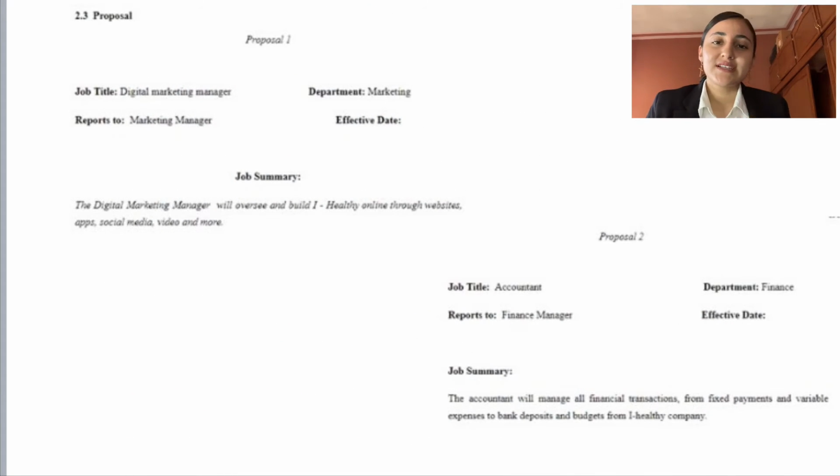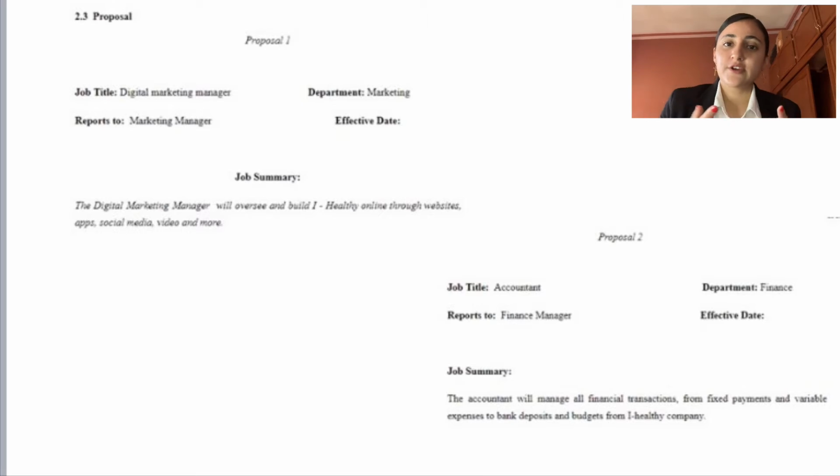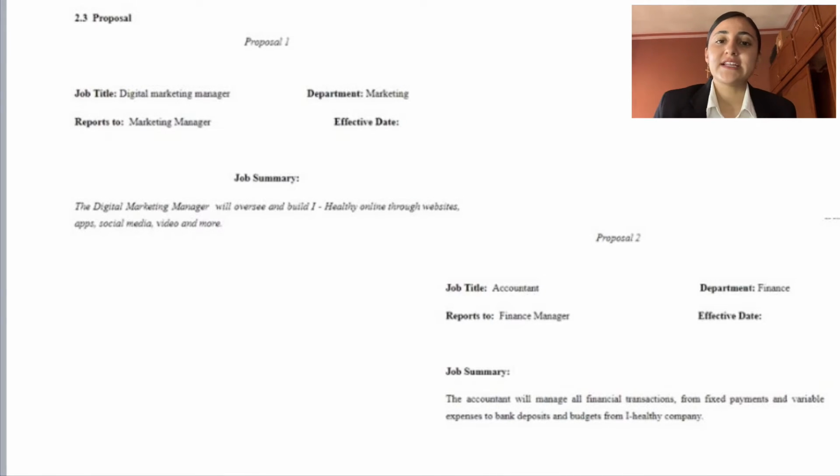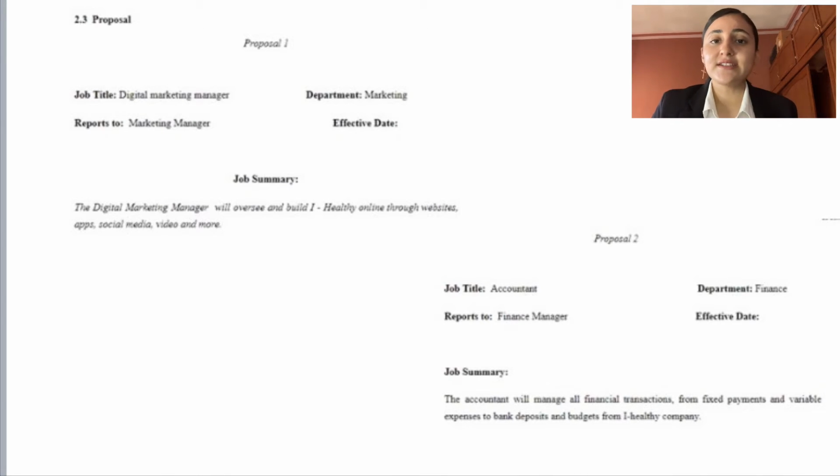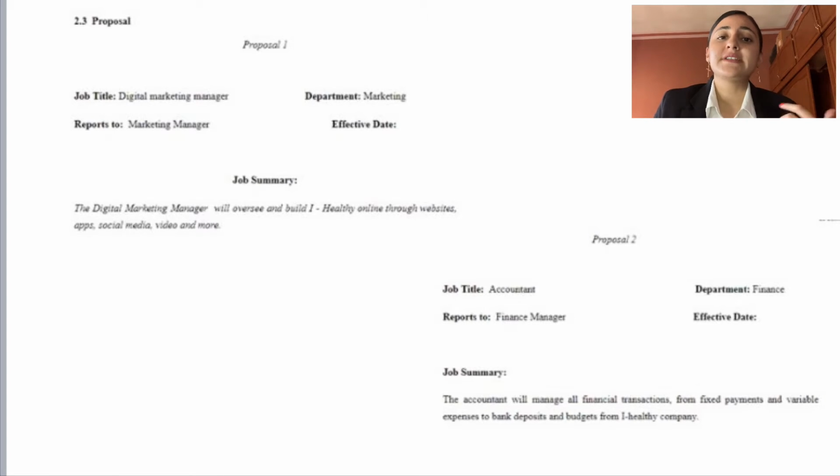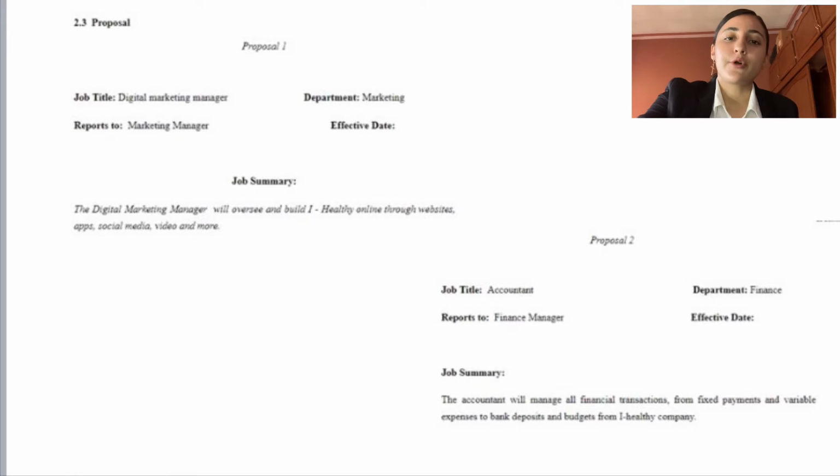The two proposals of iHealthy for the job description part were for the digital marketing manager and the finance manager, in which the responsibilities, the required skills, the education, the experience, and other information were broken down in order to get a good description profile.